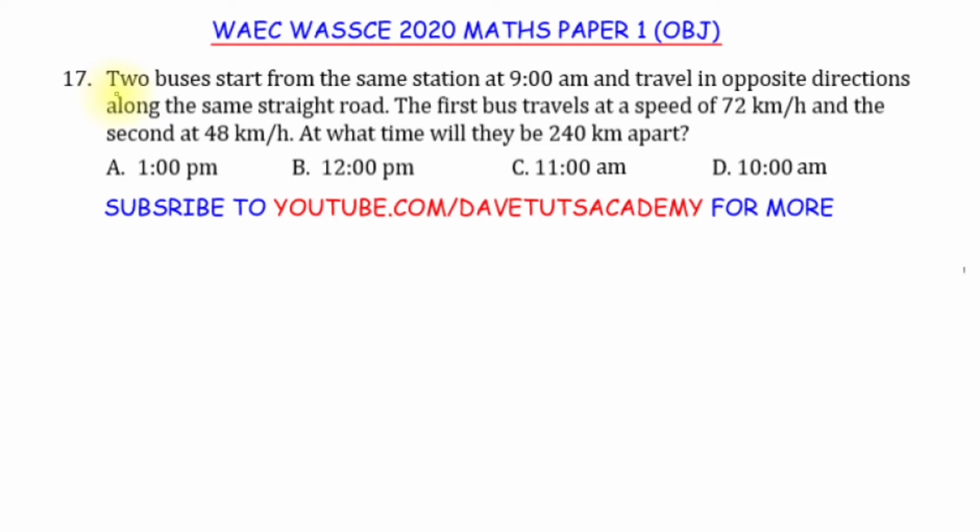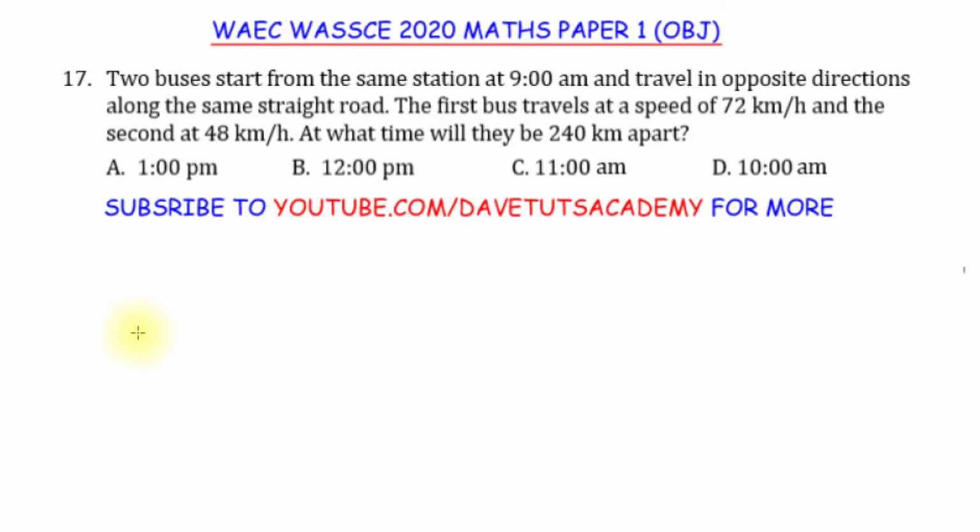In this question, we're told that two buses start from the same station at 9 a.m. and they travel in opposite directions along the same straight route. The first bus travels at a speed of 72 kilometers per hour and the second travels at a speed of 48 kilometers per hour. We are to find the time when they will be 240 kilometers apart. Let's try and interpret this question correctly so that we'll be able to answer it appropriately.